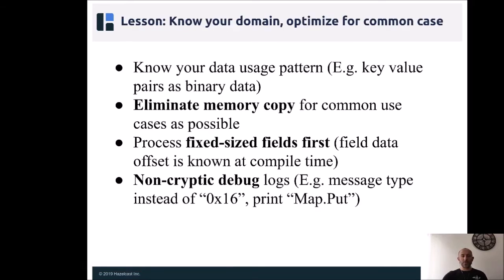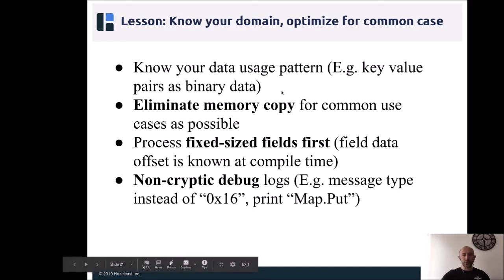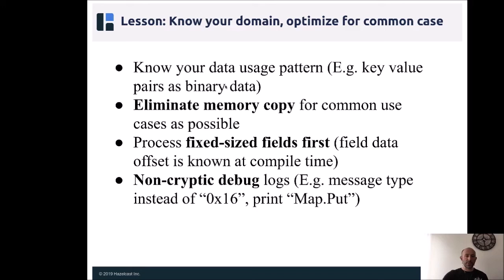Now, what are the lessons learned? First of all, we have to know our domain. We have to optimize for the common case. For example, what is your key data usage pattern? We have key value pairs, for example. We have to eliminate the memory copy for the common case as much as possible, and we always aim for the common case. We have to send or process the fixed size fields first because they can be known at compile time.